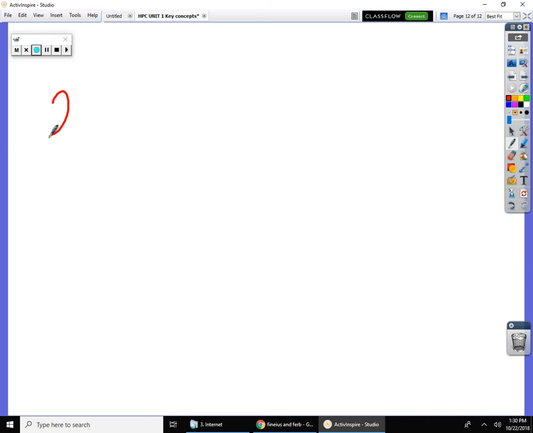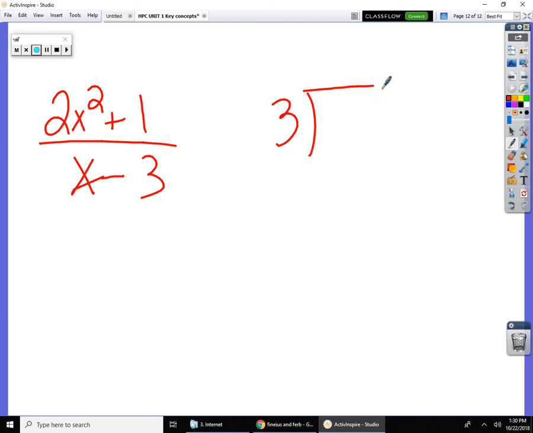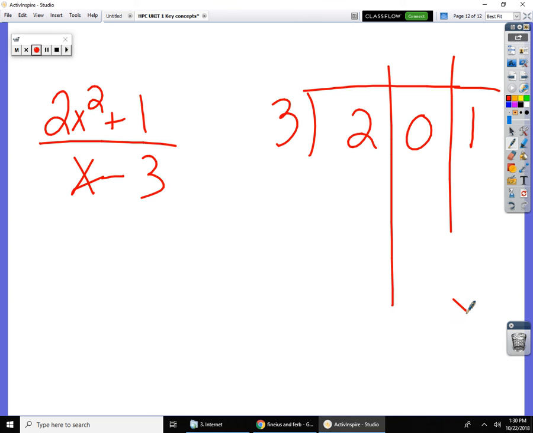Read the problem to me again. X minus 3? Okay. Where did those numbers come from? This is A, B, C. Because there is no B, it gets a 0. Where did the 3 come from? It always comes from the opposite of the denominator. Ready? First thing we're going to do is drop it like it's hot. Bam. 2.